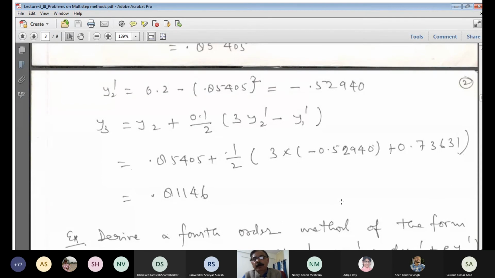Now, another method is the Adams-Moulton method, which is an implicit method. So at each stage you have to apply the Newton-Raphson method. That's right.